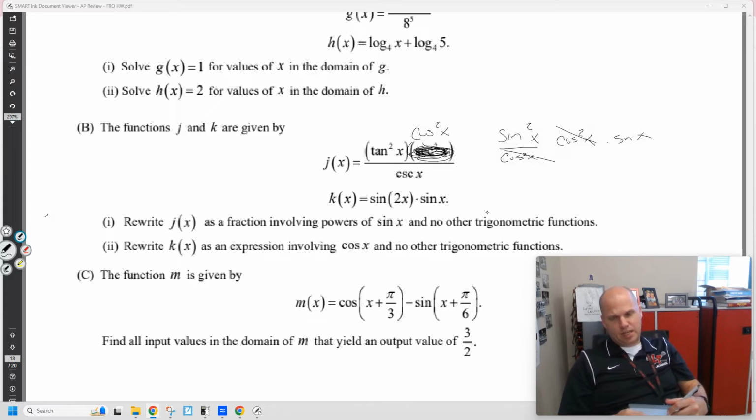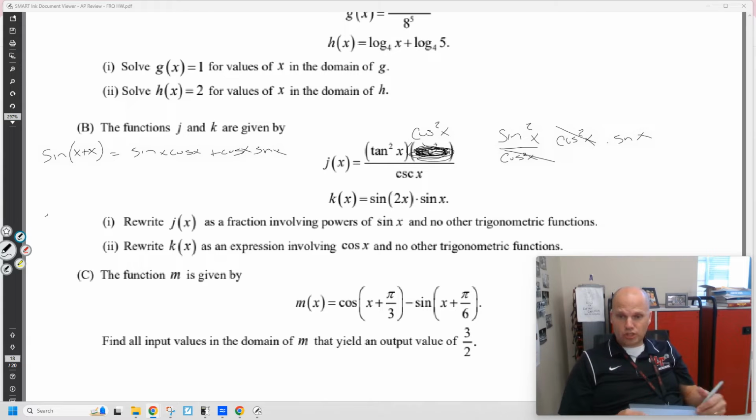We got sine 2x times sine x. Now, that's not sine 3x, so don't think that that's it. Best thing we could do is use the double angle formula. Remember sine, cosine, cosine, sine. Sine 2x turns into 2 sine x cos x. Times sine x becomes 2 sine squared x cos x.